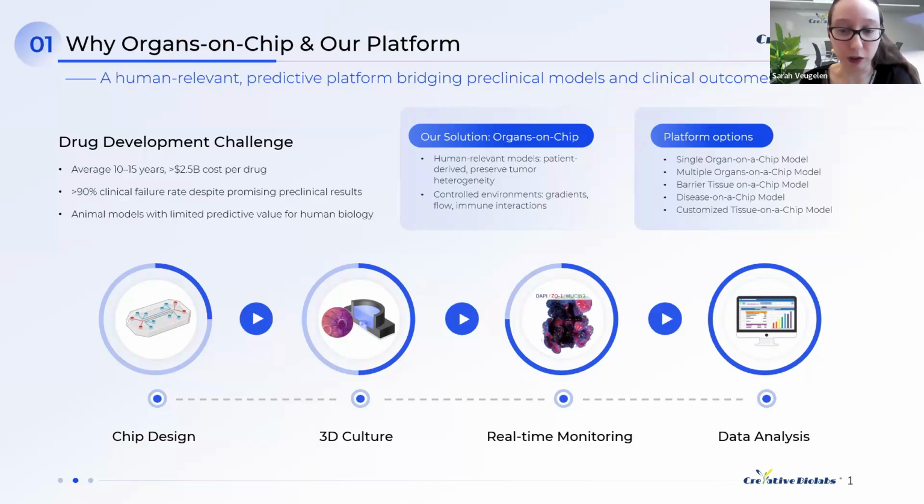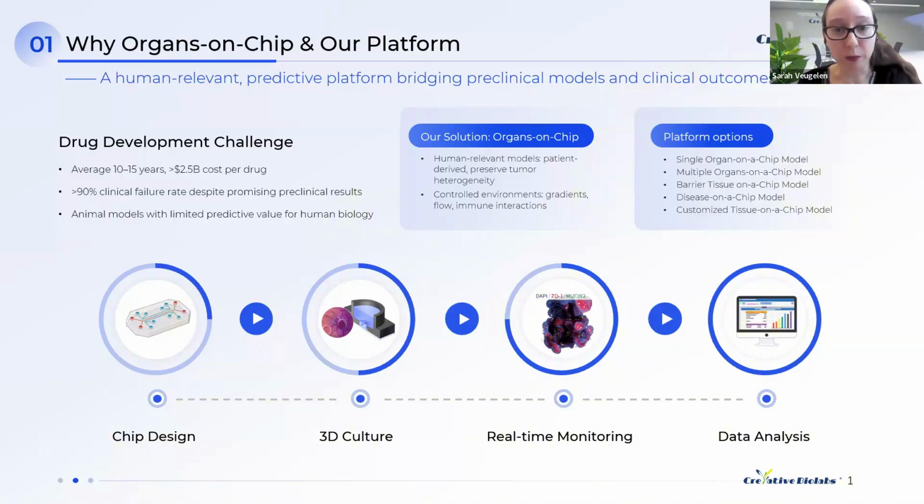There are several different factors contributing to this, but part of it is the limited predictive value that animal models have for human biology. And our Organs-on-Chip platform offers a solution for this and allows you to test your molecules in a human-relevant system, including patient-derived material and preserving tumor heterogeneity. We also provide controlled environments, including gradients, flow, and immune interactions.